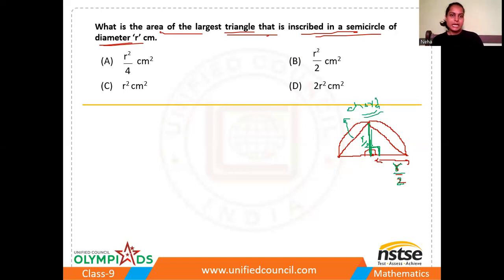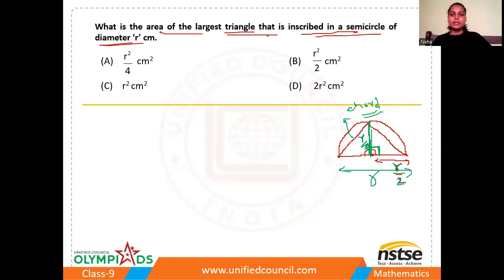So now this is the r by 2. Now I need the area of the complete triangle, right? So what will be the base now, my dear student? The base will be r, right? And what will be the height? The height will be r by 2. So now I can put the formula.